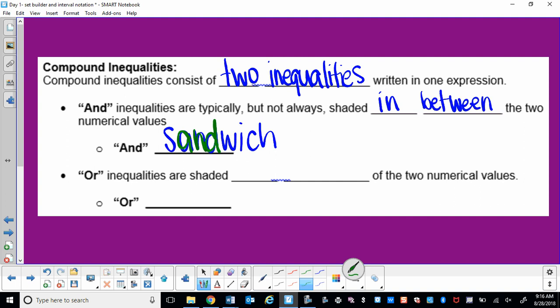All right, your "or" inequalities. "Or" inequalities are shaded on the outside of the two numerical values. "Or" reminds me of opposite. And you can just think about the O's. Or, opposite.